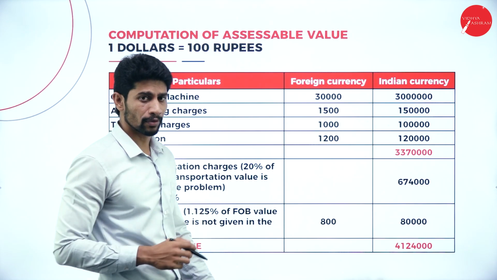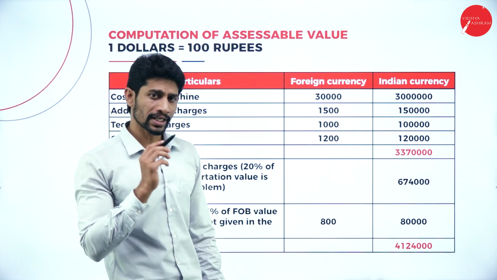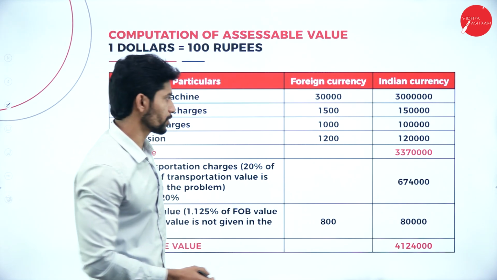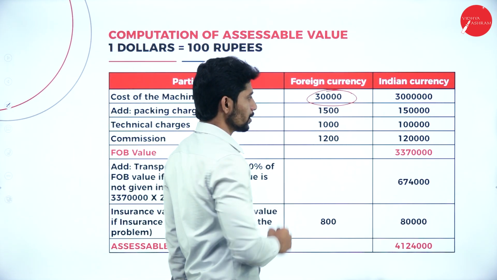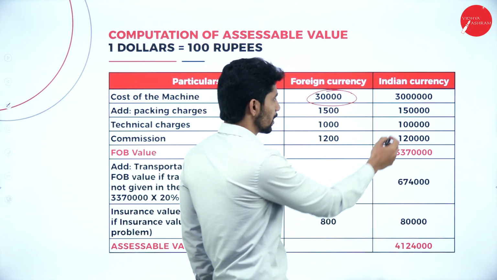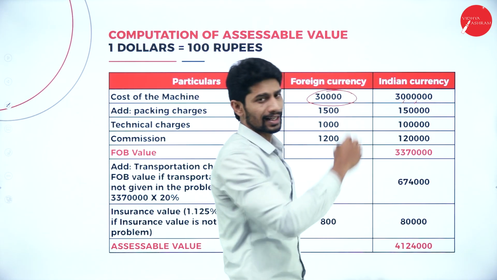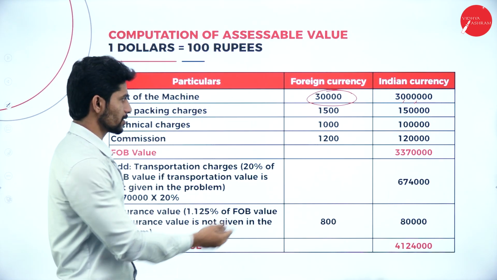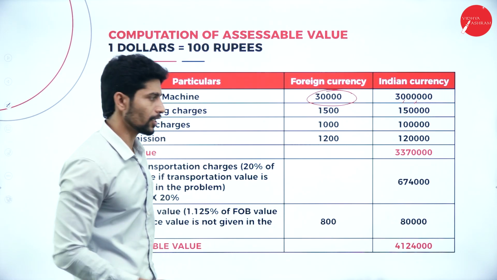Computation of assessable value: particulars, foreign currency, Indian currency. Cost of machine: what is the cost of machine? It is 30,000 pounds. So 30,000 pounds into 100 rupees per pound, how much will you get? You will get 30 lakhs. Next, add packing charges 1,500 into 100. How much will you get?